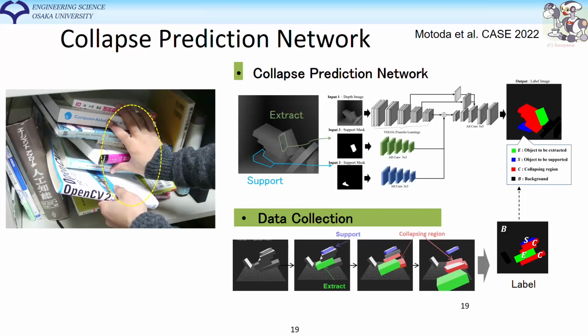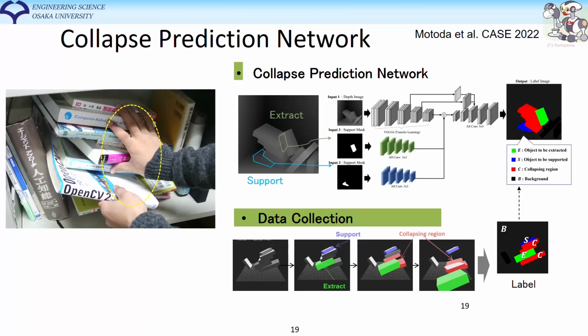This slide shows the overview of our method. We use dual arm to safely extract one item from the shelf. So in this figure, we use the right arm to support the neighboring items, and then use the left arm to safely extract the target item from the shelf.